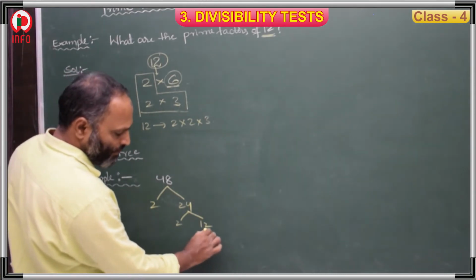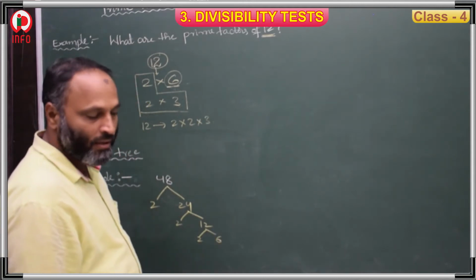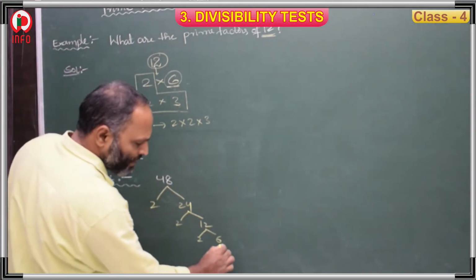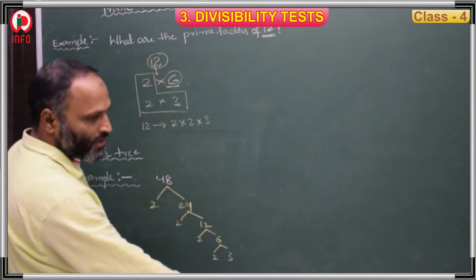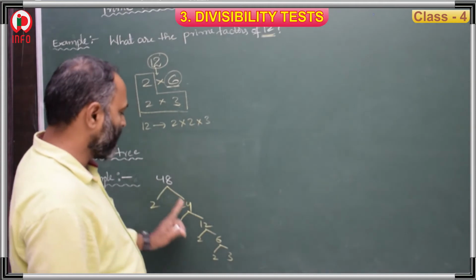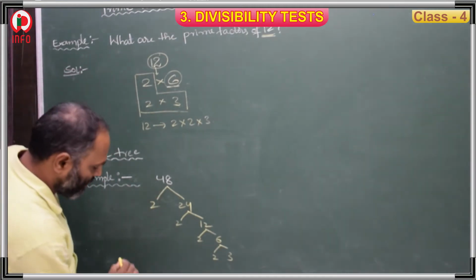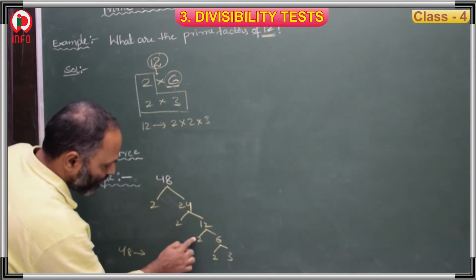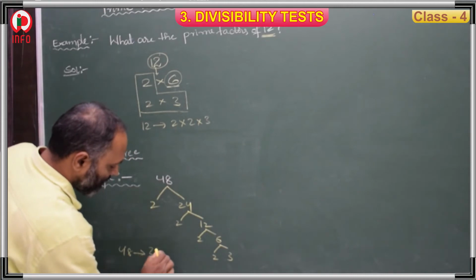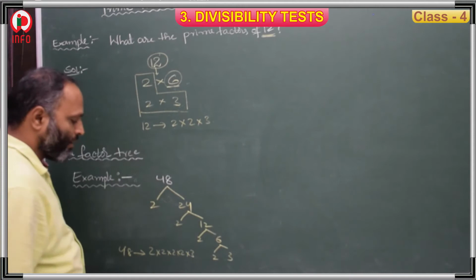Then 12 is an even number, then 2 sixes are 12. Again this 6, 2 threes are 6. Like branches we are finding, so it is the tree factorization method. Then 48, how to take 48? 48 is 2 into 2 into 2 into 2 into 3. All these are prime numbers.